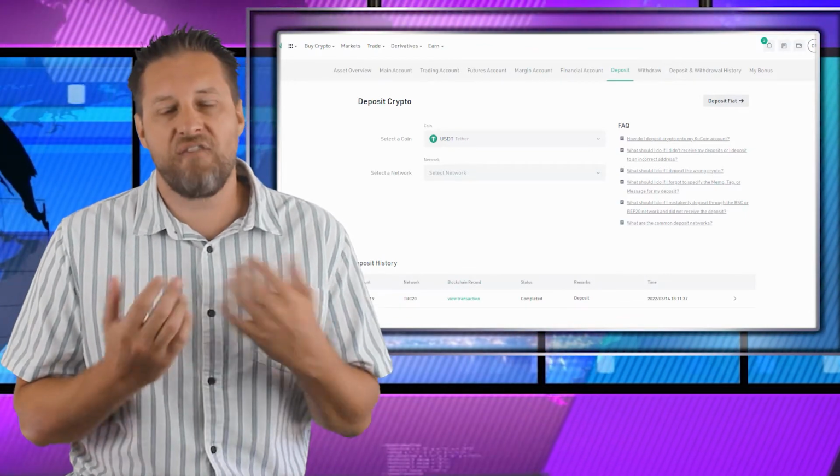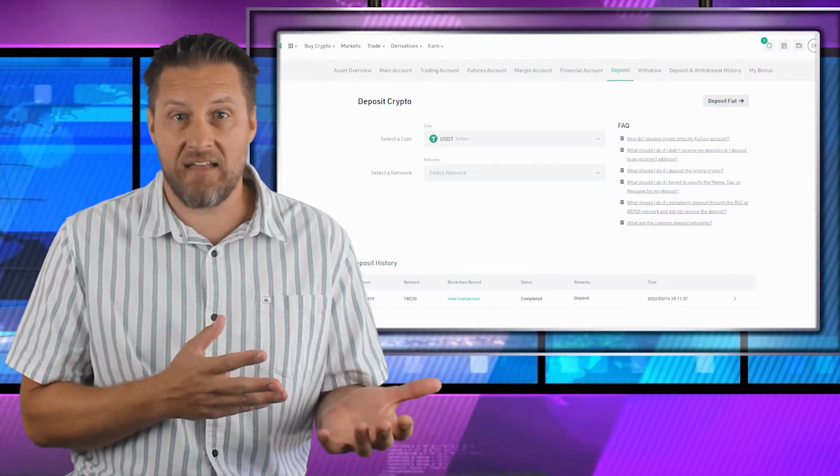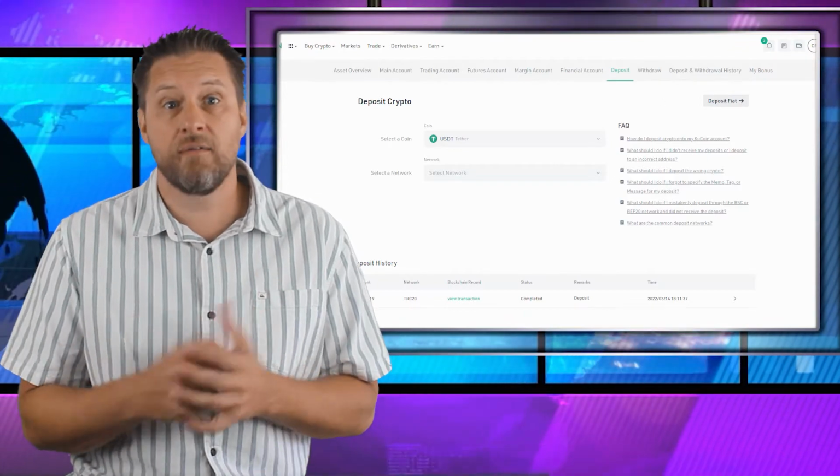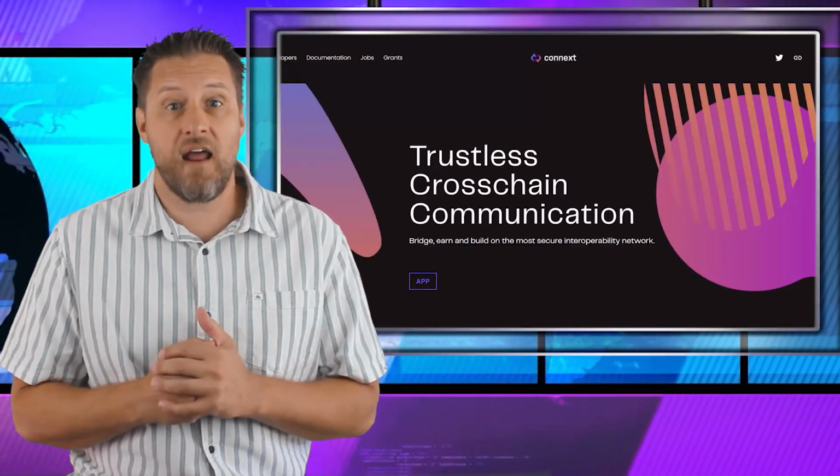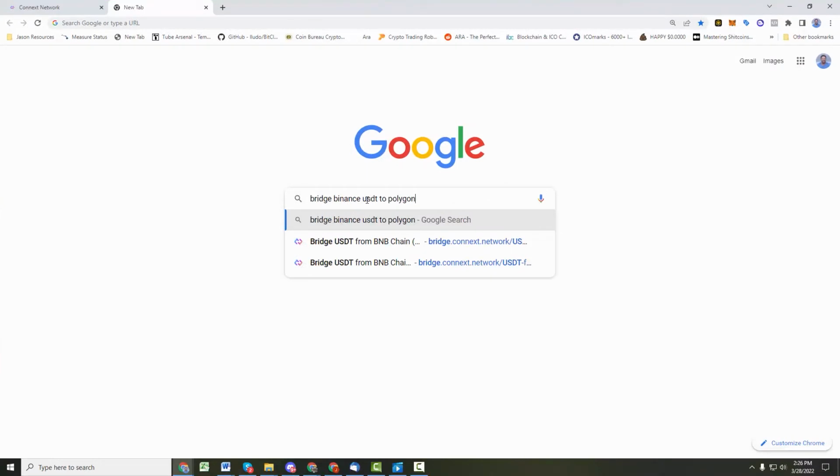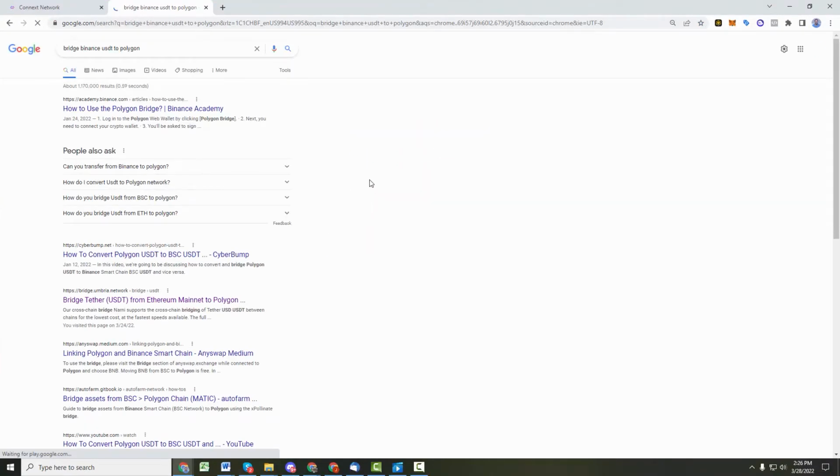For example, if I wanted to swap USD Tether Binance into USD Tether Polygon, I would use Connext.network. Just Google "bridge USD Tether from the first network into the second network" and see what you find. It's going to give you all the best bridges out there.